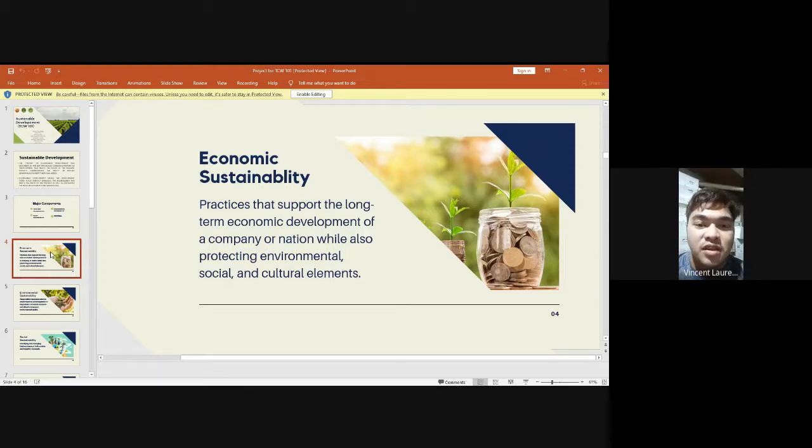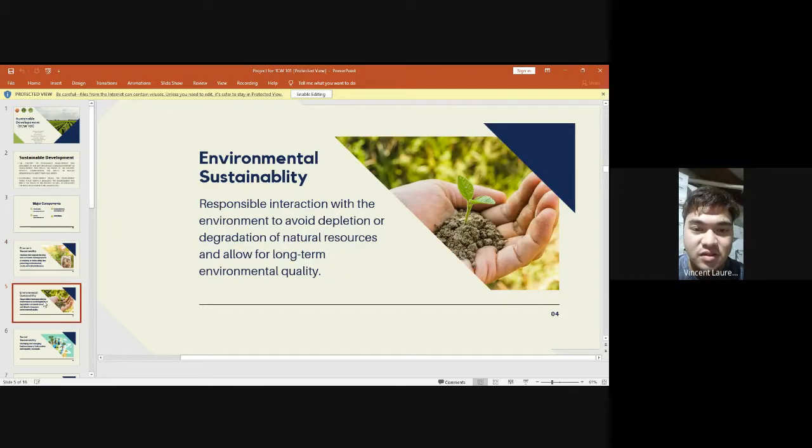Environmental sustainability. Environmental sustainability is defined as responsible interaction with the environment to avoid depletion or degradation of natural resources and allow for long-term environmental quality, without jeopardizing the ability of future generations to meet their needs.